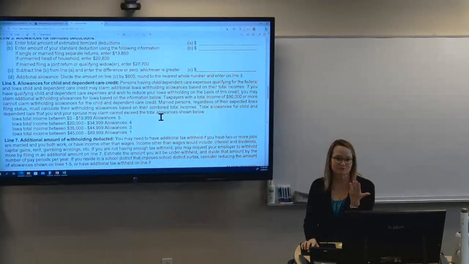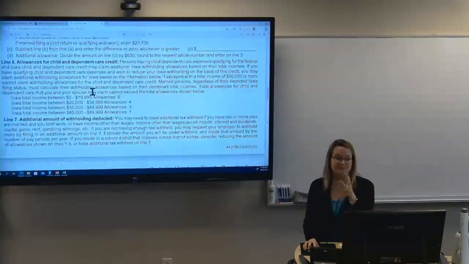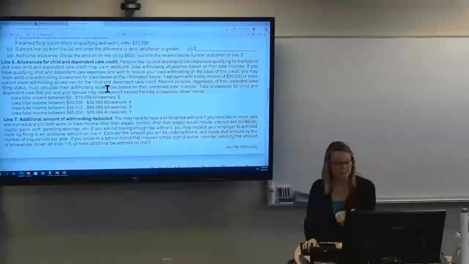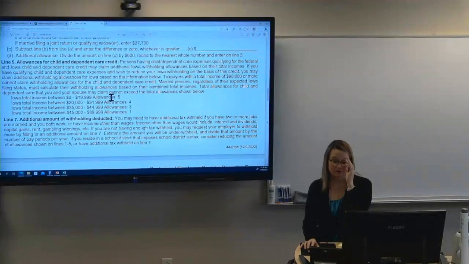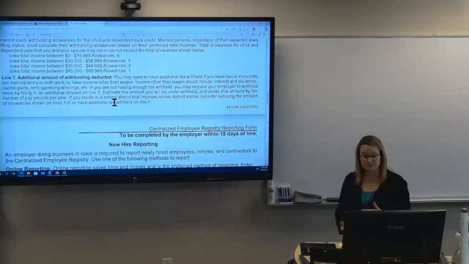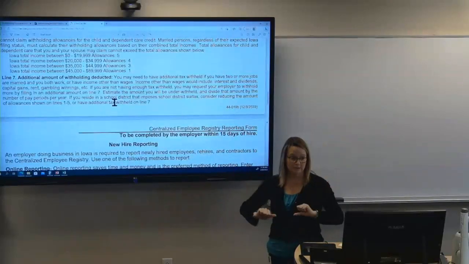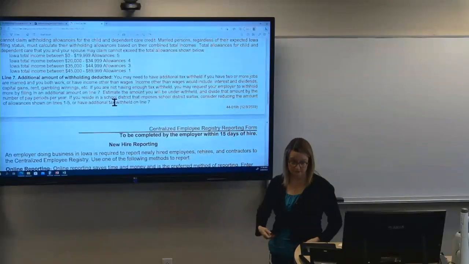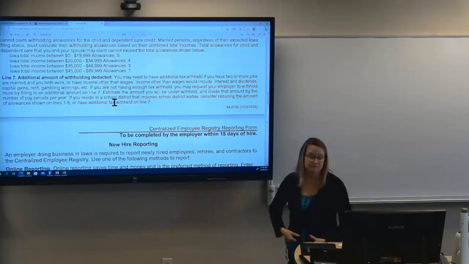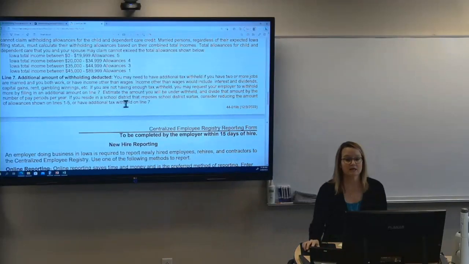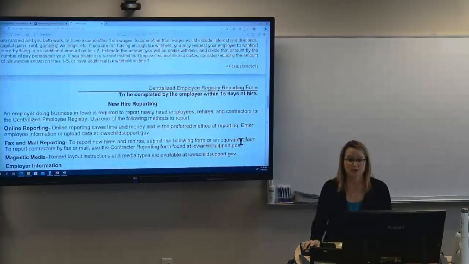And then there are specific instructions for the child dependent care credit. Again, these only apply to Iowa. So you go through, calculate all of that, and follow the instructions to indicate whether or not you are entitled to any allowances. Just like at the federal level, the more allowances you have for Iowa, the less your withholding is going to be. Okay, so there is that inverse relationship at the state level as well.